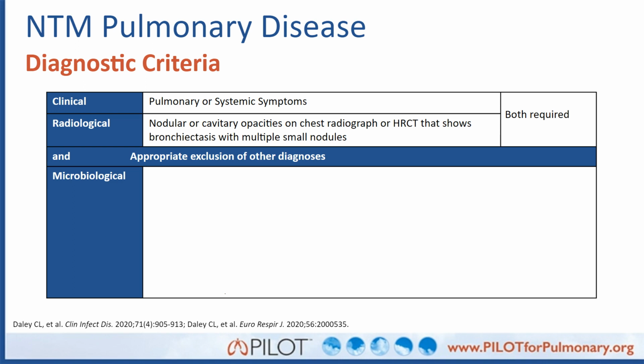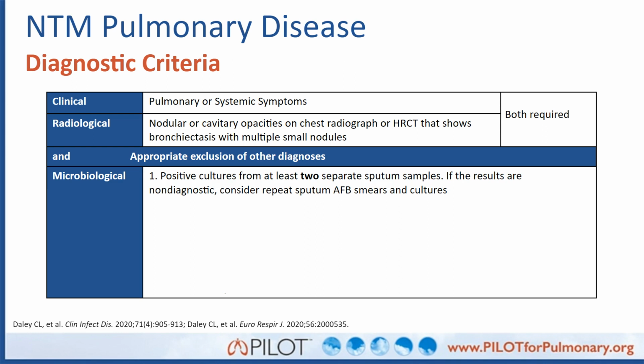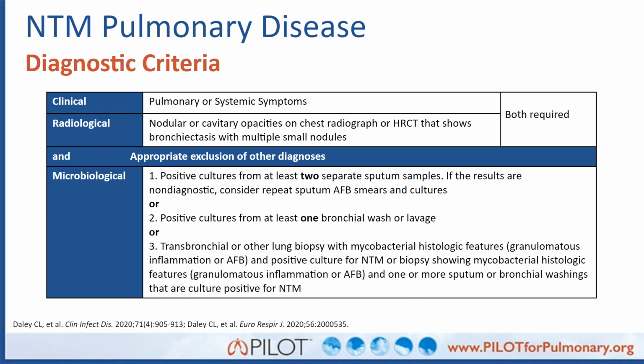So with that, a patient should have 2 positive cultures of the same organism to meet a criteria for NTM. They can have a positive culture from a bronchial wash or lavage, or they can have a transbronchial biopsy or other lung biopsy from a surgery with histologic features of NTM, so for example, granulomas, along with the positive culture for NTM. So if a patient meets clinical, radiographic, and microbiologic criteria, then you have a diagnosis of NTM.